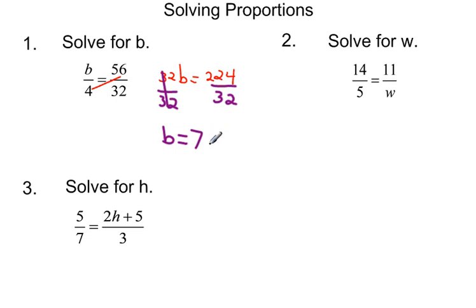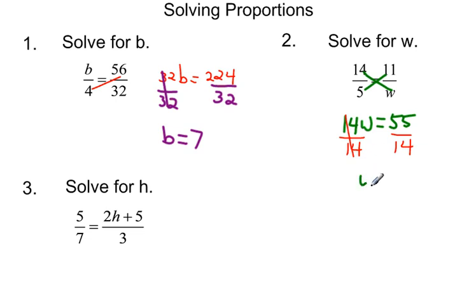Okay, so let's move on to this example here. Let's again take a look at cross multiplying. So we're going to get 14w equals 55. Again, just a one-step equation from there to solve with division. We're trying to get w by itself, so we will get rid of the 14 by using the inverse operation of multiplication, which is division.